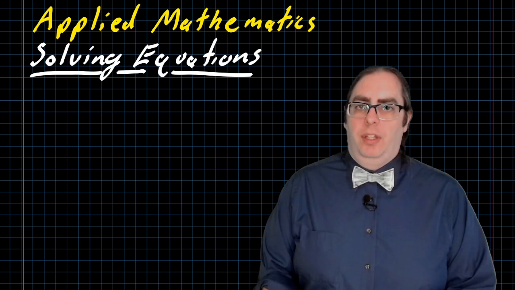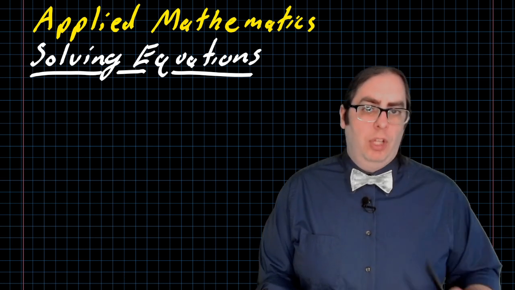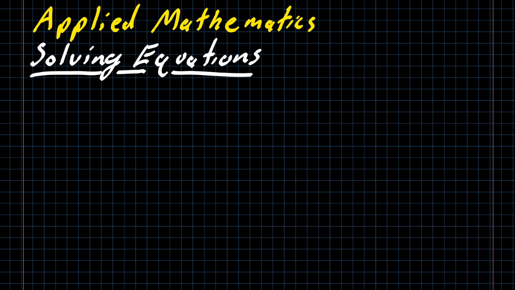I don't think this requires any further introduction, so let me get my head out of the way, and we'll start off with a linear equation. For example, maybe we'll look at 3x plus 7 is equal to 25.